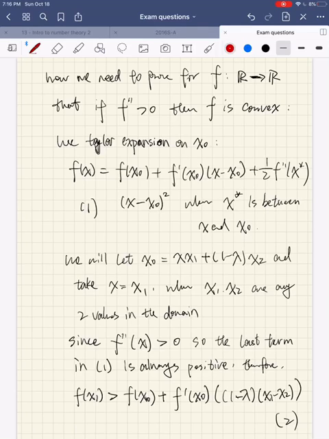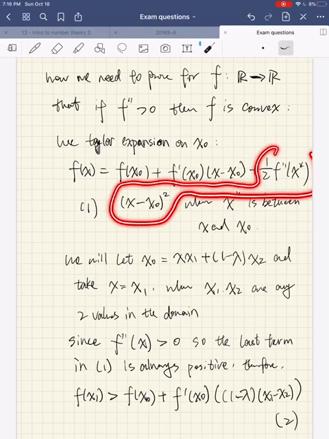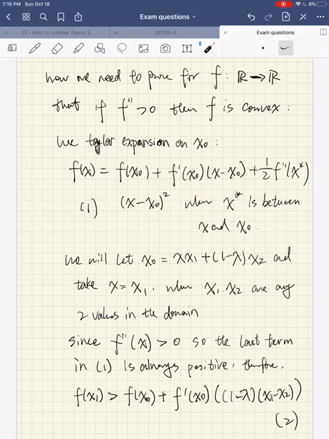Therefore, now we use Taylor expansion in this case. The Taylor expansion, let's say of degree 2, is written as follows. What we know is that the third term right here is definitely positive, because we know this term is positive, as always.